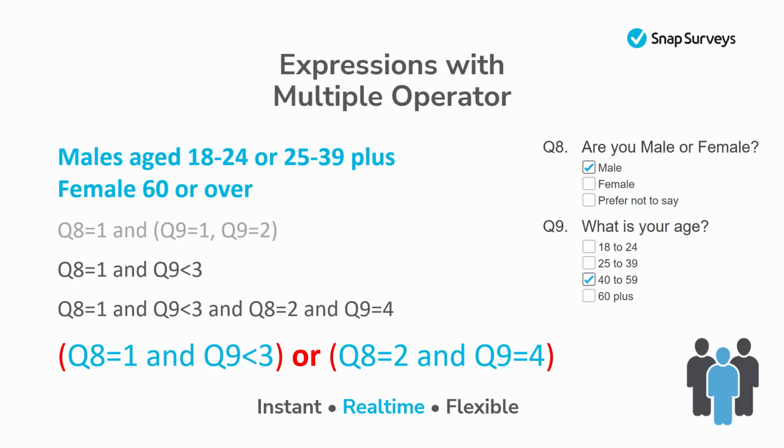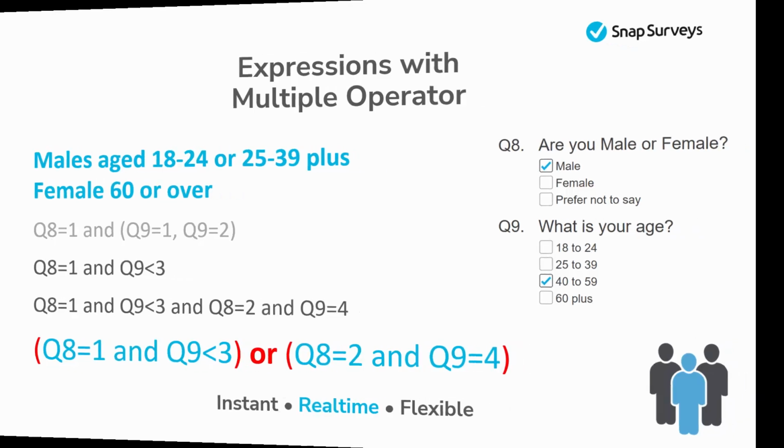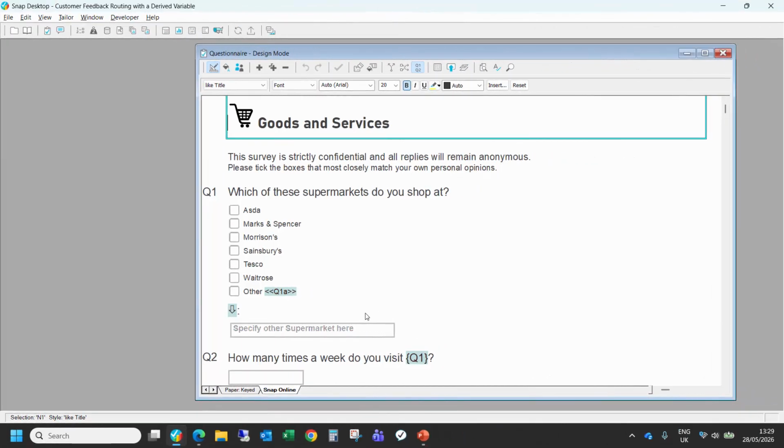Okay, so those were some examples of filter expressions used in data analysis. I now wanted to look at some similar expressions which can be used within routing. I'm going to head back into Snap Desktop and move into a new survey, the customer feedback survey. Looking at question 1, and more importantly question 1a, the "please specify", we can see we've actually got some routing set up already.